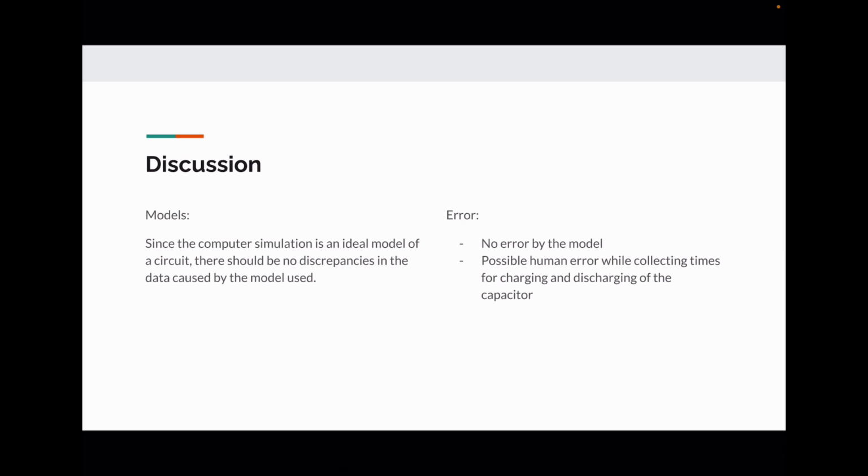Since the computer simulation is an ideal model of a circuit, there should be no discrepancies in the data caused by the model used. Therefore, there should be no error caused by the model, although possible human error can still remain while collecting times for charging and discharging of the capacitor.